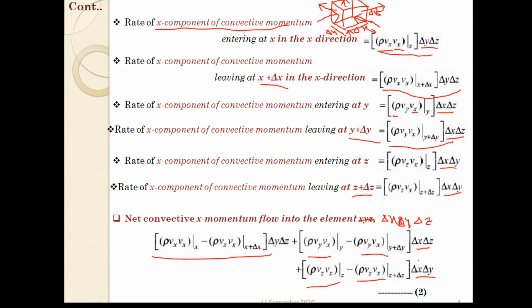Okay, so the net convective x momentum flow into the element del x del y del z will be rho vx into vx at x minus rho vx vx at x plus del x through this del y del z phase, plus rho vy into vx at y minus rho vy into vx at y plus delta y through this del x del z phase, plus rho vz into vx at z minus rho vz into vx at z plus del z multiplied with this del x del y phase. Okay.